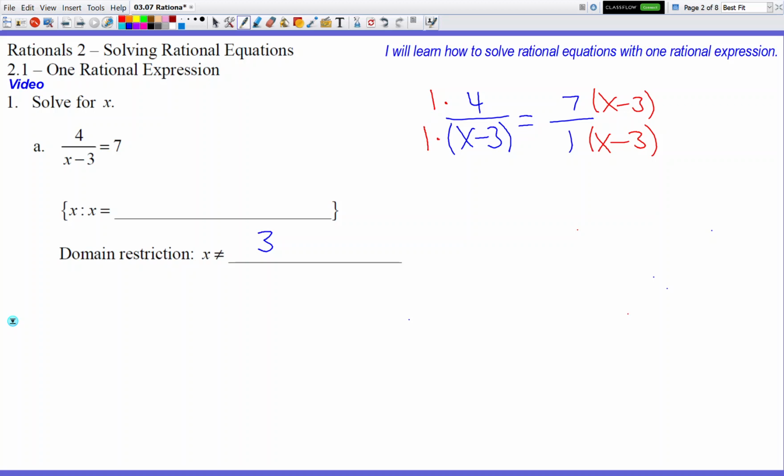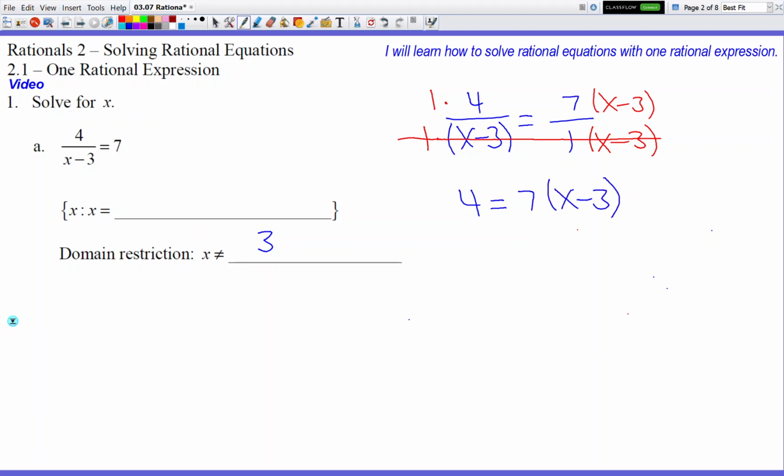Okay, so because they both have the same denominators, and they're on opposite sides of your equal sign, then you're allowed to just cross out all the bottoms. So basically, you're canceling out the bottoms. And when I cancel out all the bottoms, then all I'm left with is 1 times 4 up top, which is 4, equals 7 times x minus 3.